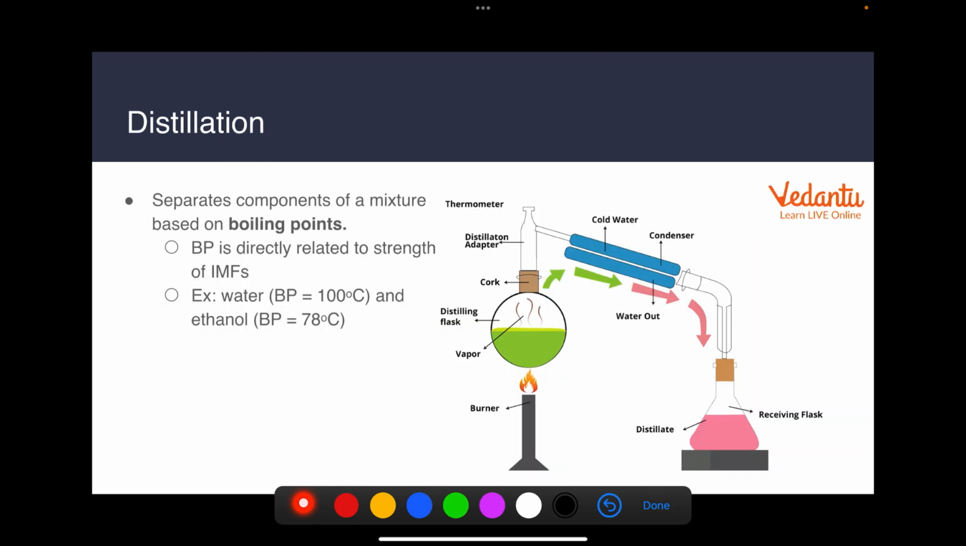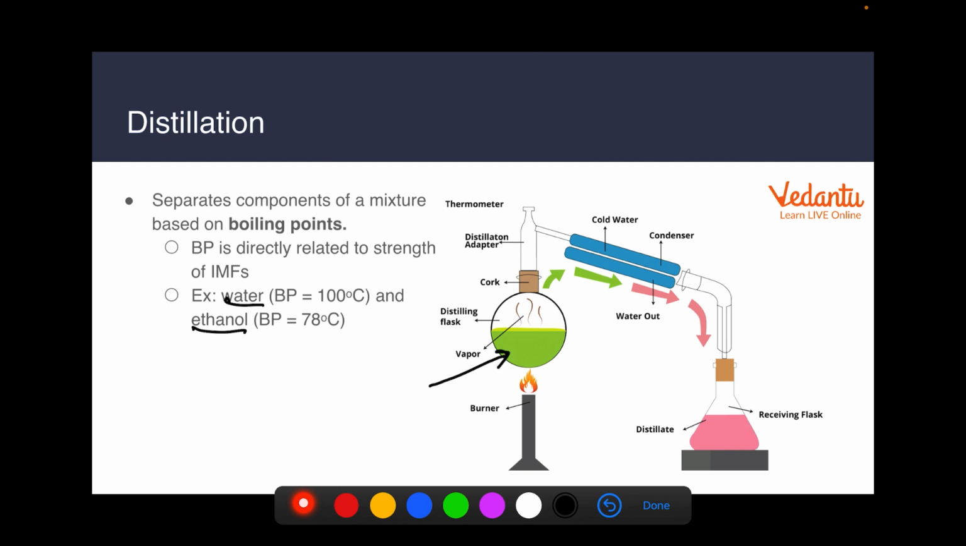That's essentially how our first method of mixture separation works. Distillation works by separating out the components of a mixture based on their boiling points. Recall that boiling point is directly related to the strength of IMFs. Stronger IMFs between molecules will result in higher boiling points. Weaker IMFs between molecules will result in lower boiling points. Imagine we're trying to separate a mixture of water and ethanol.